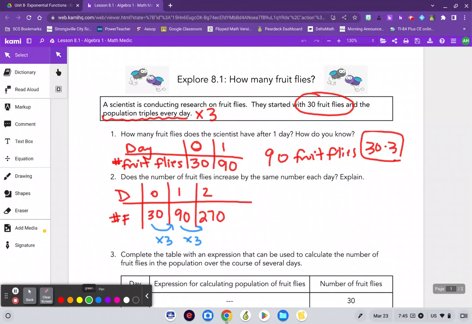Okay. And so it says, does it increase by the same number each day? And the answer is no, right? From day 1 to day 2, I'm going to add 60. But then from here to here, I'm going to add way more than 60. Looks like I'm going to add 180. And so, no. You add a different amount each day.